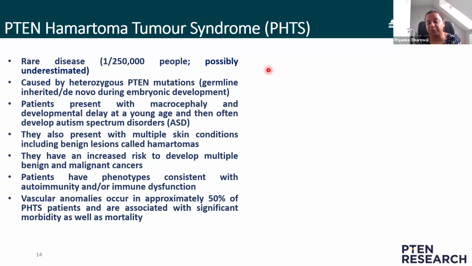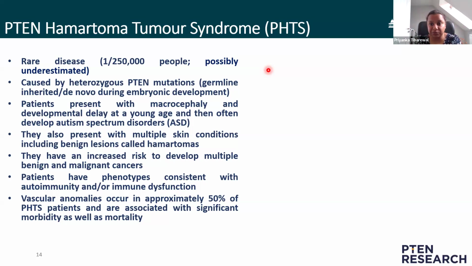PHTS covers various other syndromes, which were the classical nomenclature. So you have Cowden's, you have BRRS, and some of the other terms that were used. But now everything is put under an umbrella term called PHTS. Basically, if you have a germline PTEN mutation, you get the diagnosis of PHTS.